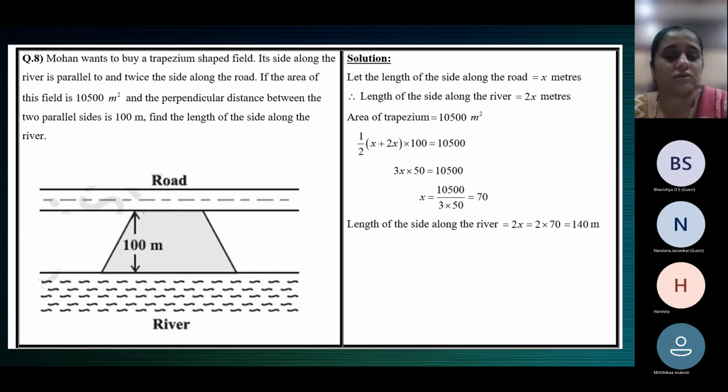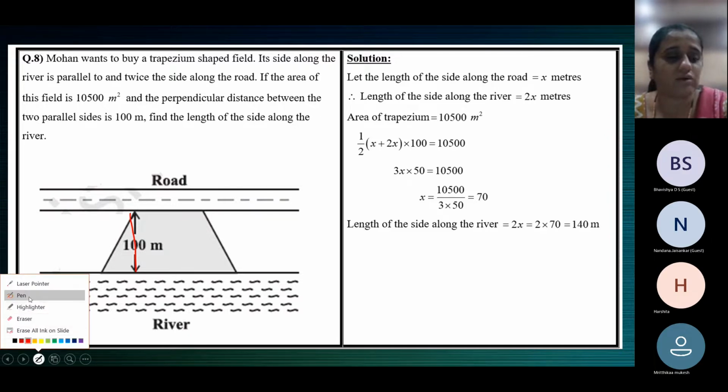So the two parallel sides of the trapezium are the side along the road and the side along the river. This one is the side along the river and this one is the side along the road. It's given that they are parallel. It's also given that the side along the river, this one, is 2 times the side along the road. So if this is x, this is 2x. And the distance between the parallel sides is 100 meters.